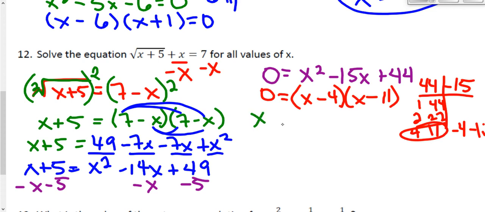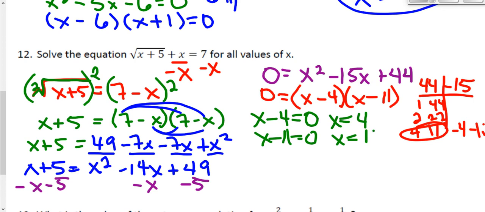So x minus 4 equals 0. That means that x is 4. And if x minus 11 equals 0, that means x equals 11. Now these are the two solutions that I get, but they may not solve the original problem. Remember, my original problem had this radical, and when the radical is part of the problem, they have picked the sign of the answer. So since there's no sign in front of this square root, it means they want the positive answer only. So the last thing I have to do is check to make sure which one of these numbers will actually answer my question.